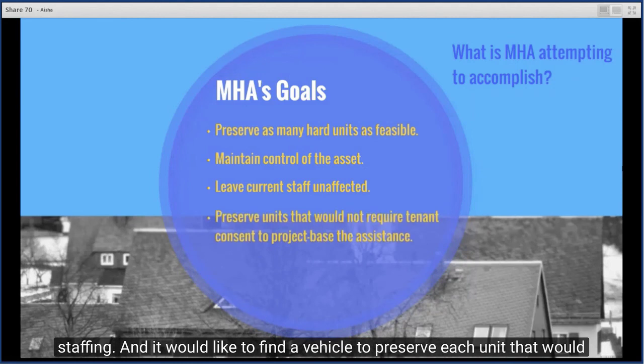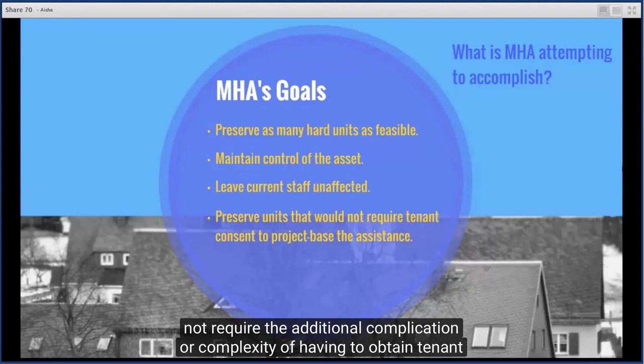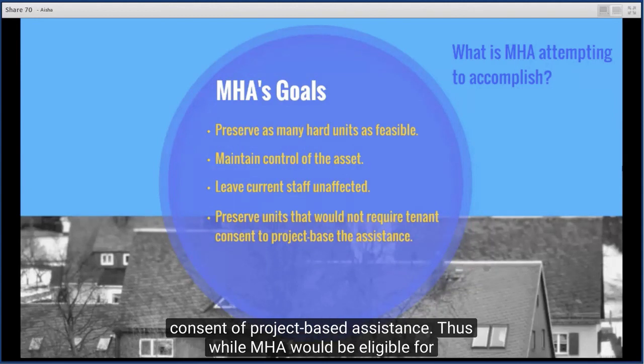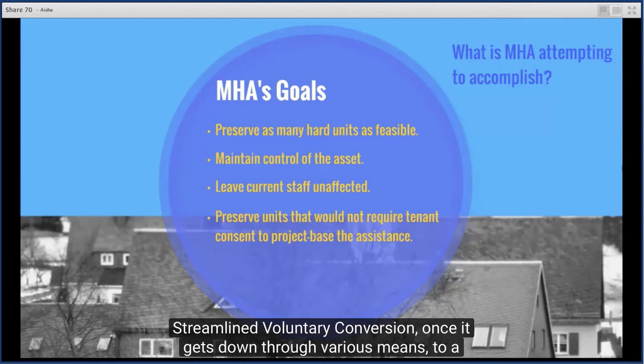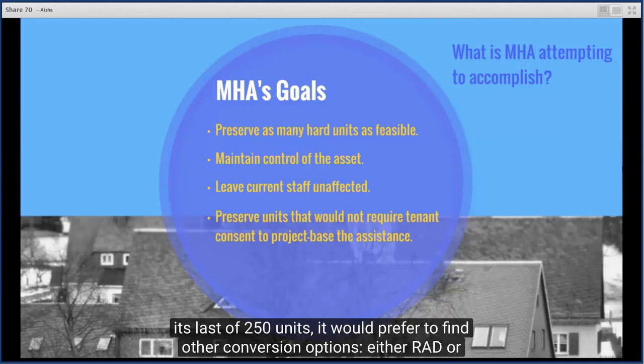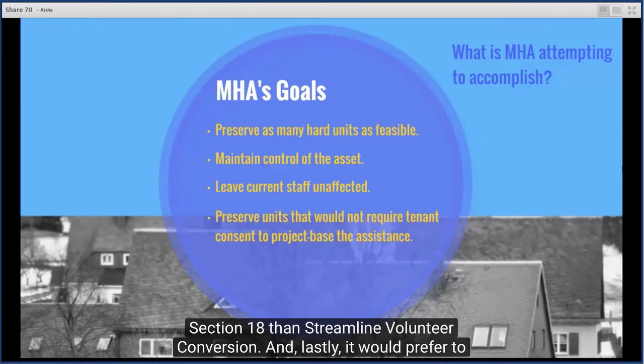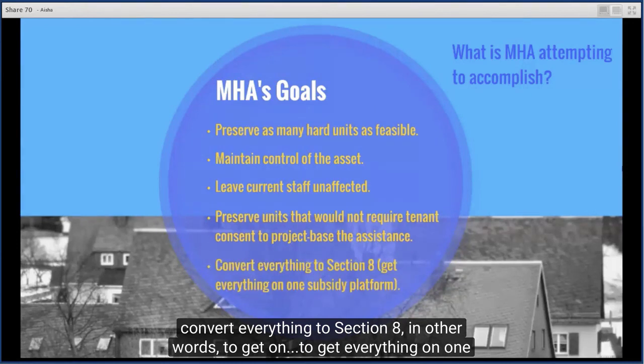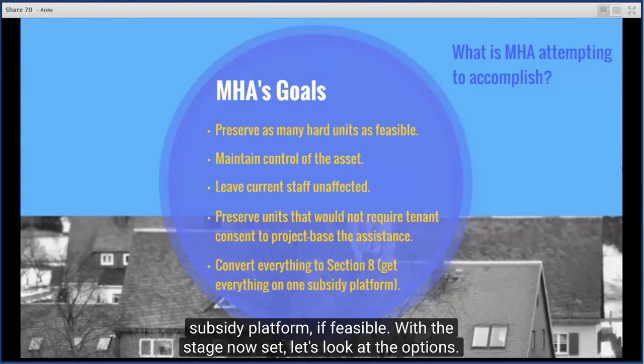And it would like to find a vehicle to preserve each unit that would not require the additional complication or complexity of having to obtain tenant consent to project-based assistance. Thus, while MHA would be eligible for streamlined voluntary conversion once it gets down through various means to its last 250 units, it would prefer to find other conversion options, either RAD or Section 18, than streamlined voluntary conversion. And lastly, it would prefer to convert everything to Section 8. In other words, to get everything on one subsidy platform, if feasible.